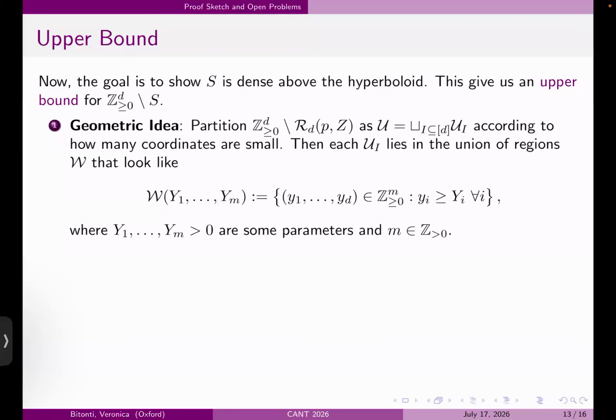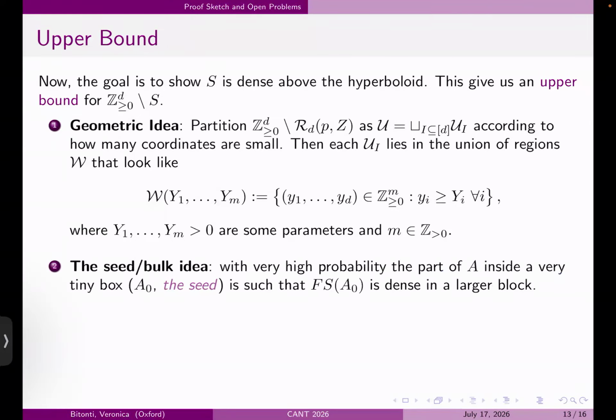So this is exactly telling us that each of these regions can actually be seen as a union of other regions W that take into account how the points are actually far away from the axis, how far exactly, that log p inverse factor. And we then had this idea of the seed and bulk idea. So what was that? Well, with very high probability, we first look at a tiny section of A, which, remember, is the generating set for our random numerical semigroup. So we look at a tiny part of A, and we consider that to be our seed in the whole process, and we call that A naught.